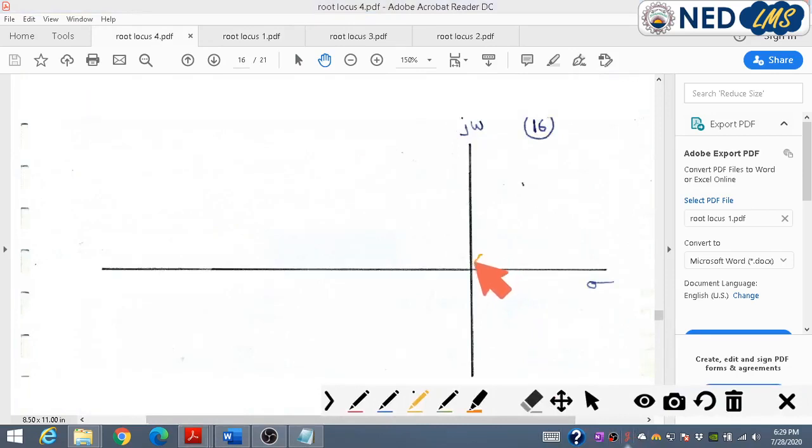We use a cross for representing the system pole. Here the value of S is 0, as well as the controller gain is also 0. The second pole is at minus 2. A cross is used to represent the system pole. Here the value of S is minus 2, sigma is equal to minus 2, and the value of the controller gain is also 0.